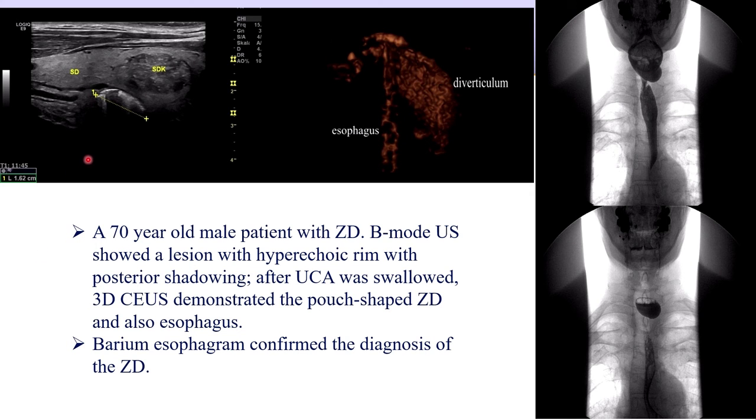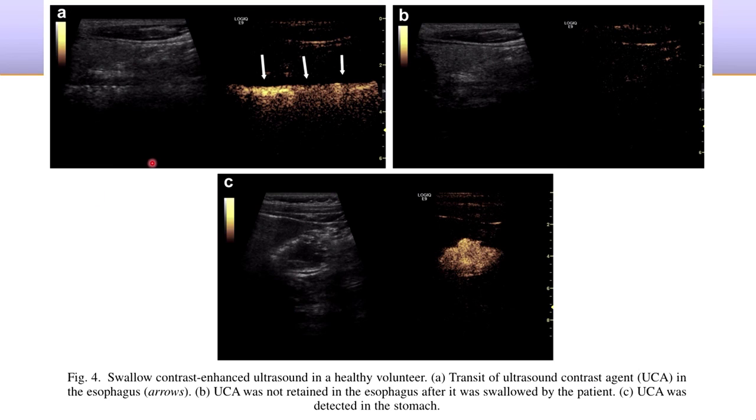This is another patient. He had a lesion near the thyroid. After the swallow of contrast agents, we performed the 3D contrast enhanced ultrasound. We clearly show the shape of a diverticulum and the esophagus, and the barium esophagram confirmed the diagnosis of a Zenker diverticulum. In this study, we also had 10 healthy volunteers as the control group.